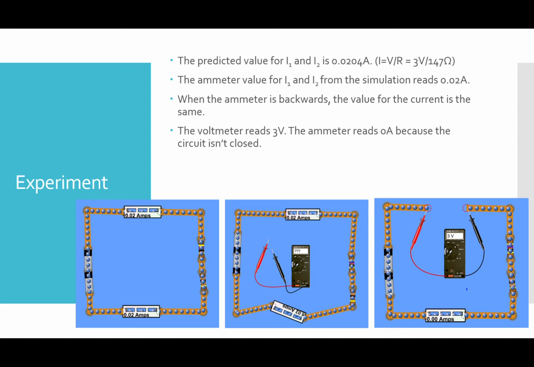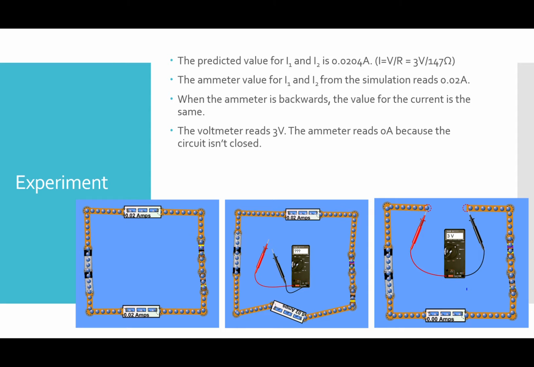The ammeter value for I1 and I2 from the simulation reads as 0.02 amps, as you can see in the first picture. And when the ammeter is backwards, the value of the current is the same, which is also 0.02 amps. The voltmeter, when in substitute of one of the ammeters, reads 3 volts, and the ammeter reads 0 because the circuit isn't closed.